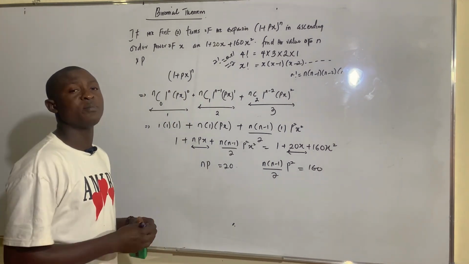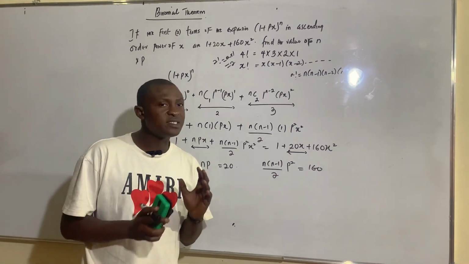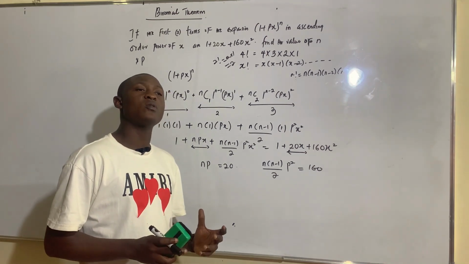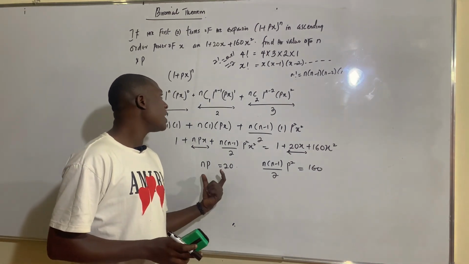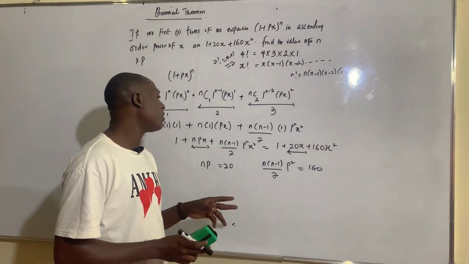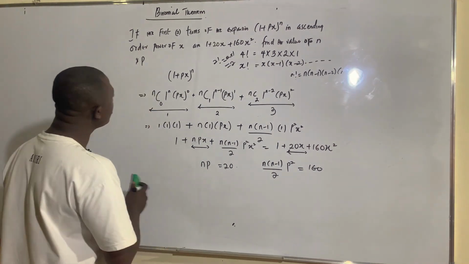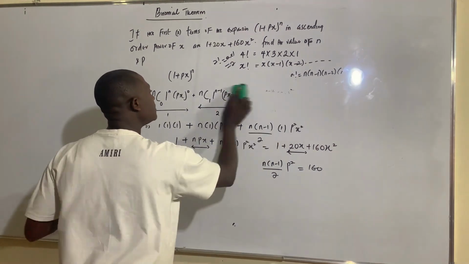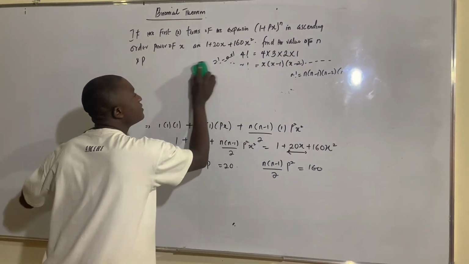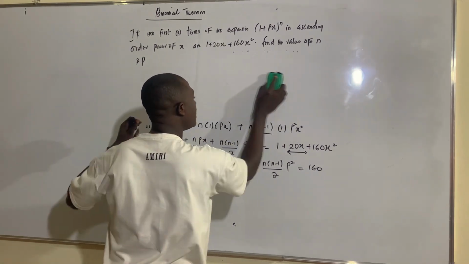You can see we have made the problem easier. What we are interested in here is how we can find the value of x, how we can find the value of n, and how we can obtain the value of p. So by doing that, let me just clean this side so that we can have the solutions.